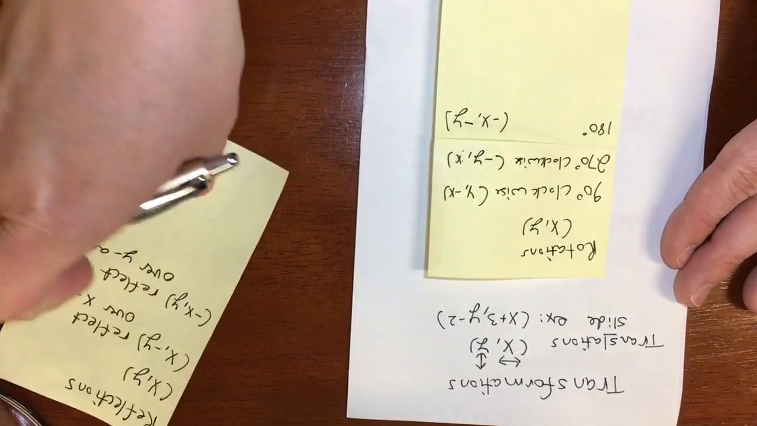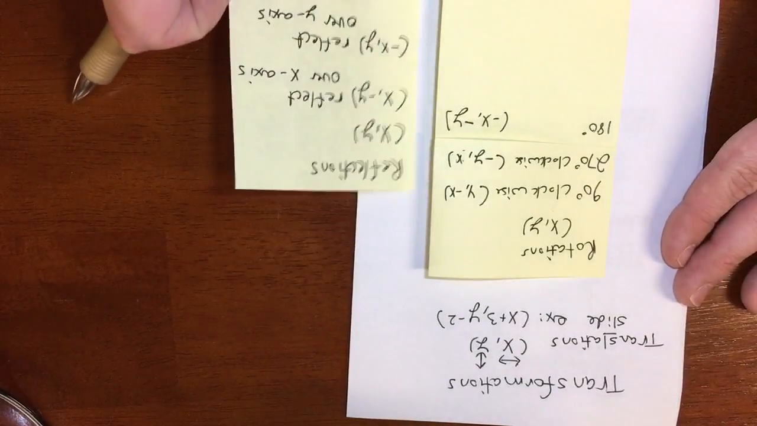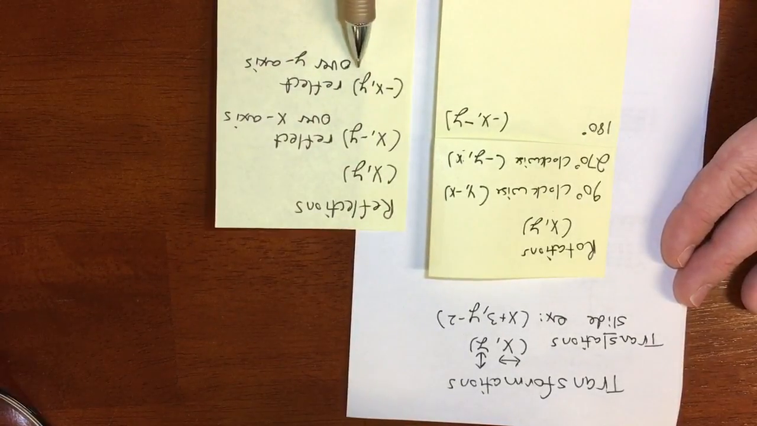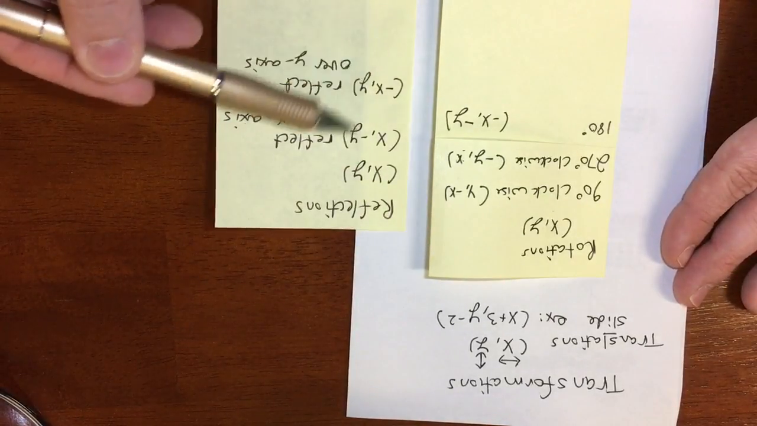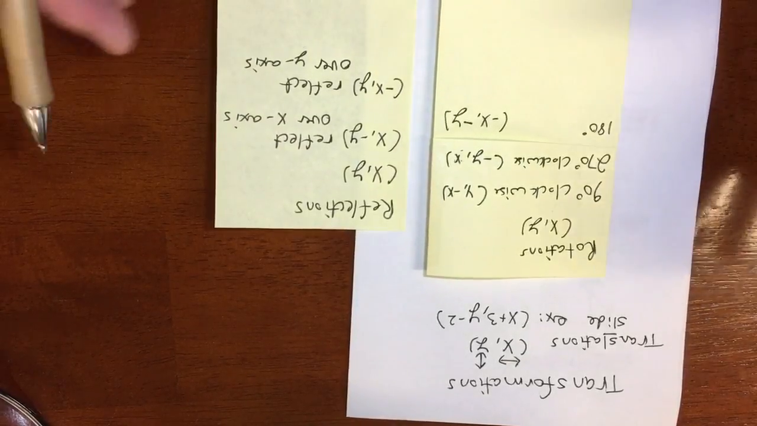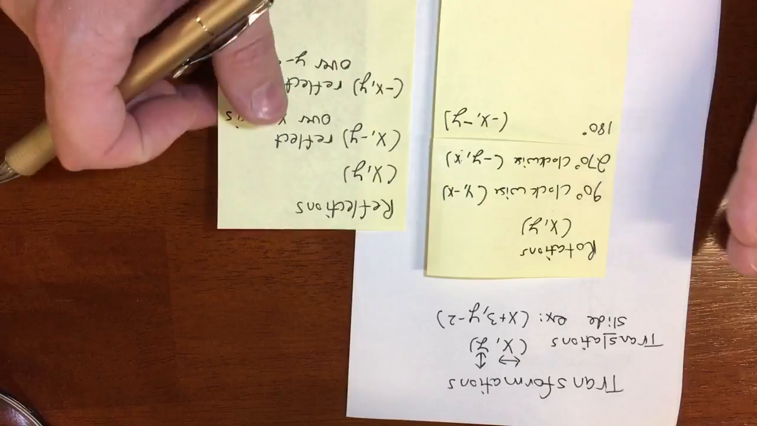So it's a little bit different than the reflections, because with the reflections, the x and the y stay in the same location, but one of them turns opposite. With the 180, they both turn opposite. So I can kind of narrow it down just using that.